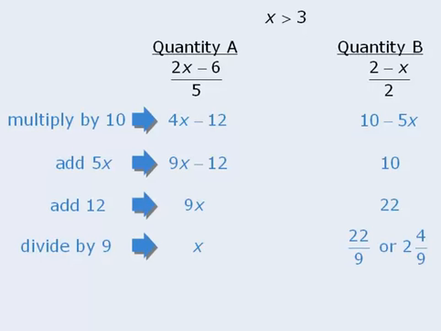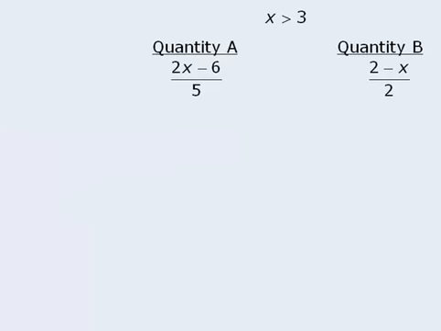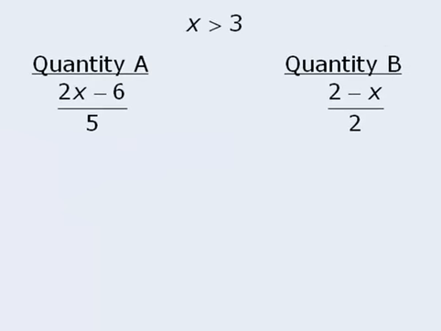So which quantity is bigger here? Well, since we're told that x is greater than 3, we can be certain that x is greater than 2 and 4/9. Which means the correct answer here is A. Now, while this approach allowed us to arrive at the correct answer, we could have solved this question in a matter of seconds had we used a bit of number sense.